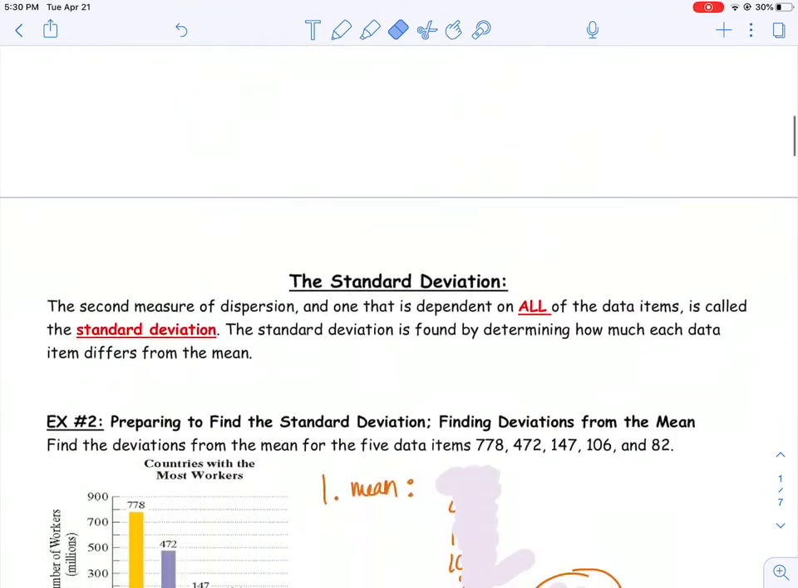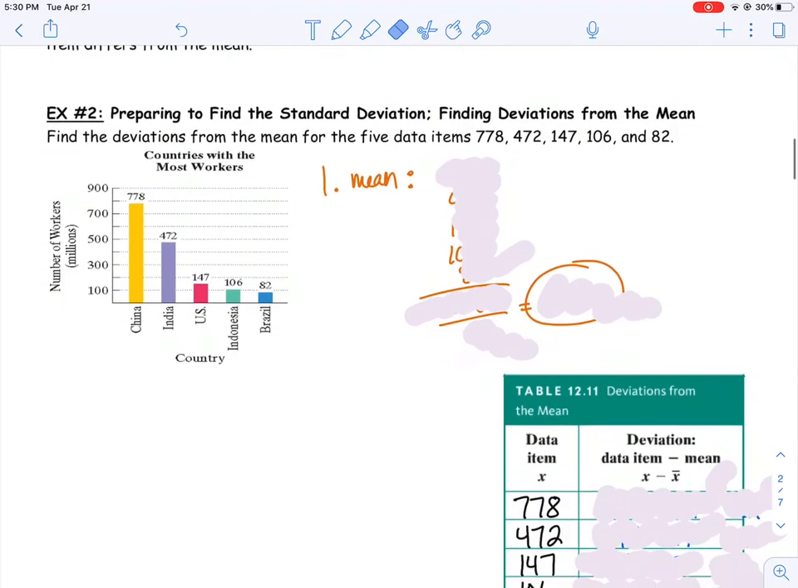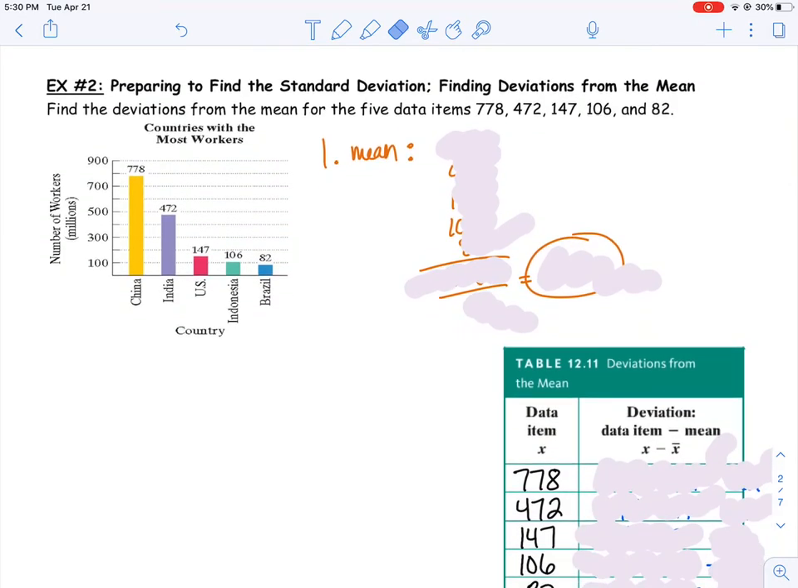The second measure of dispersion that we're going to talk about in this section is what we call standard deviation. We're going to start off basic in this example, and then in the next video we're going to get a little more complicated. The second measure of dispersion is one that depends on all the data items. The standard deviation is found by determining how much each data item differs from the mean. So example number 2 gives us 5 different data items. It looks like these are different countries, and these are the number of workers in millions, and it gives us the means for the different countries.